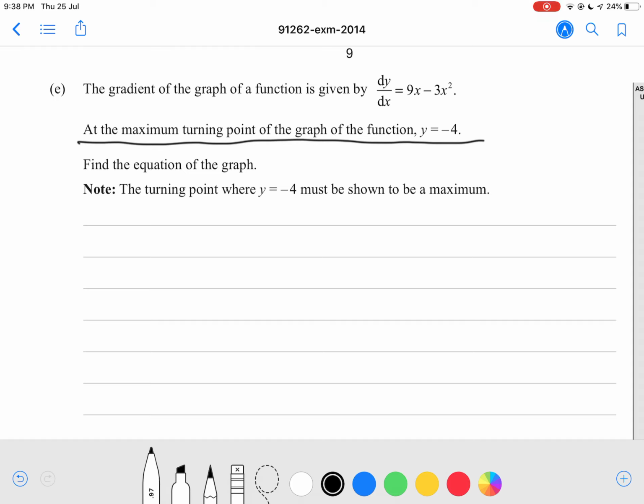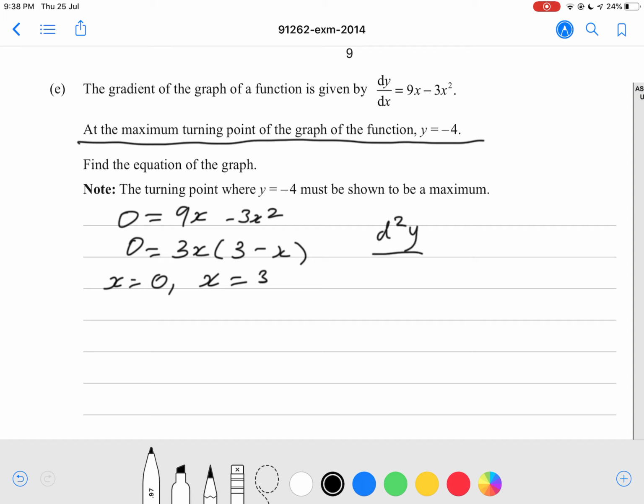At the maximum turning point of the graph of the function, y equals -4. So at a maximum or minimum turning point, the gradient equals 0, like we've established. So we're going to substitute our gradient equals 0 to find the x values. So 0 equals, we'll take the 3x out, so that will leave us with 3 minus x, and therefore x either equals 0 or x equals 3. Now we need to find which one's the maximum turning point and which one's the minimum turning point.